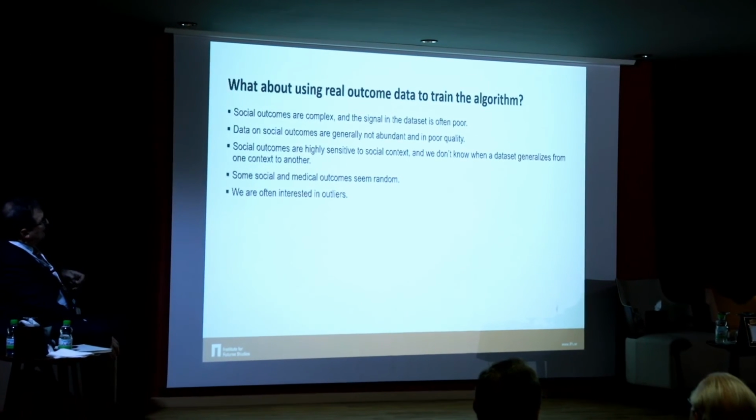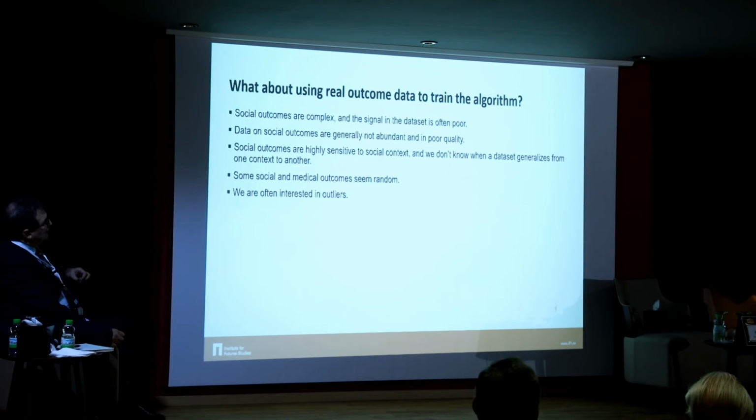One objection that I want to preempt is: why is this a problem? Couldn't we use real outcome data to train the algorithm? And yes, we could. So instead of using proxies for recidivism, for example, the address or the income of the neighbors and so on, we could use actual data. Did the person commit a crime? And then use that to train the algorithm. The problem is that social outcomes are very complex, and the signal in the data set is often very poor. It's also the case that data on social outcomes are not very abundant, and when they are abundant, they're of poor quality, and they have not been produced for the aim of being used in machine learning. So you often have inconsistent data sets.